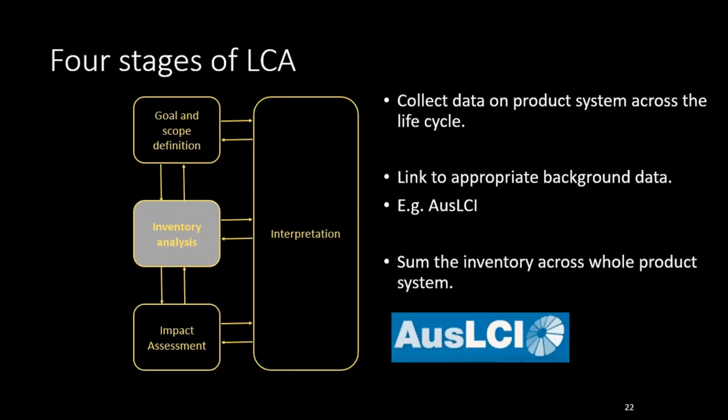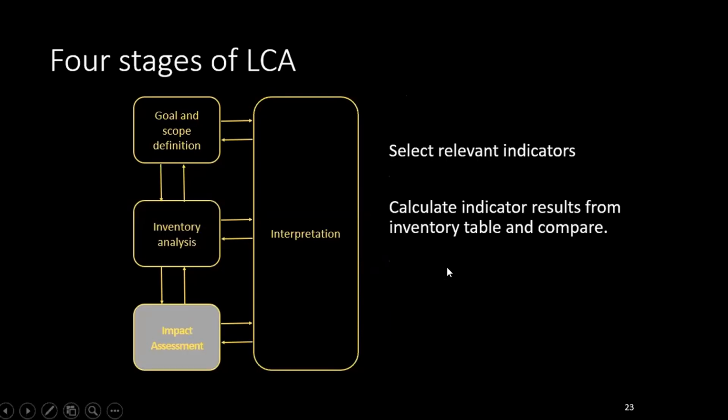So we link to those background databases, and we sum across the whole lot and get a big long list of flows that we can't really interpret until we link through to the indicators, and there we'll come out with a group of indicators that are relevant to the product and compare them. So you don't need to include every indicator. The idea there is to include indicators that really mean something to you and mean something to the product system.